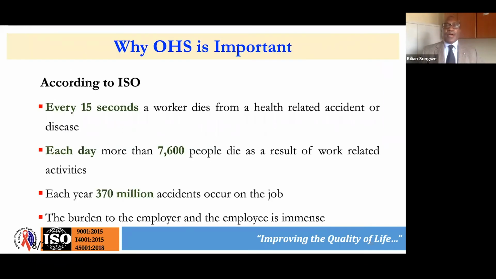According to ISO, every 15 seconds, a worker dies from a work-related accident or disease. So this is where the occupational health standard becomes really important and beneficial. Each day, more than 7,600 people die as a result of work-related activities. And each year, 370 million accidents occur on the job.